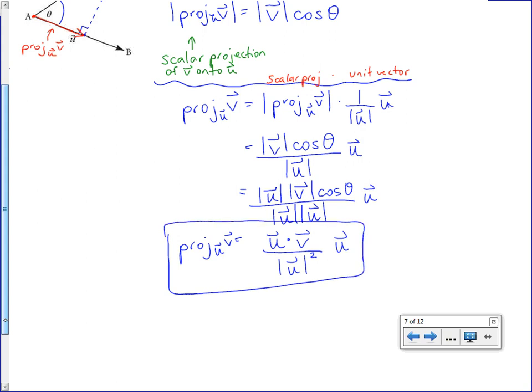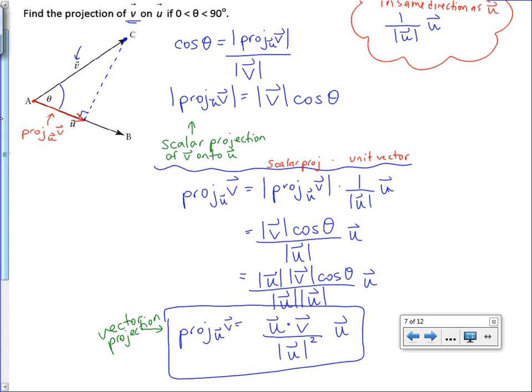So why do we want to bring it back to this? Like, why do we want that? Okay. So, if the goal is to find a correct description of this vector here, I know that the length of that vector is the magnitude of v cos theta. I know that is the length of this vector.